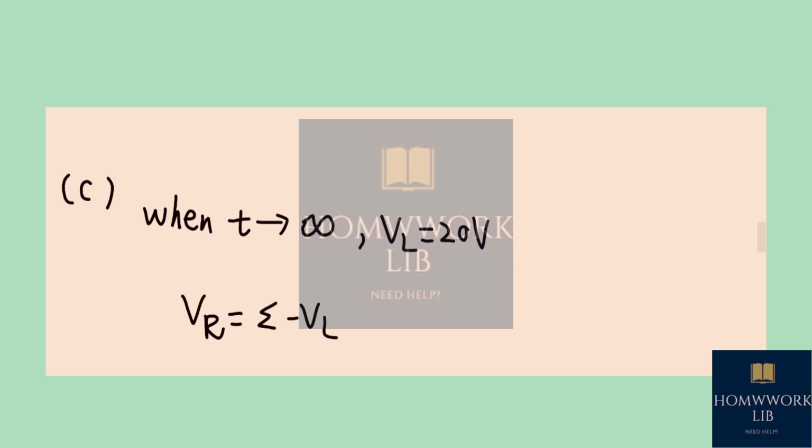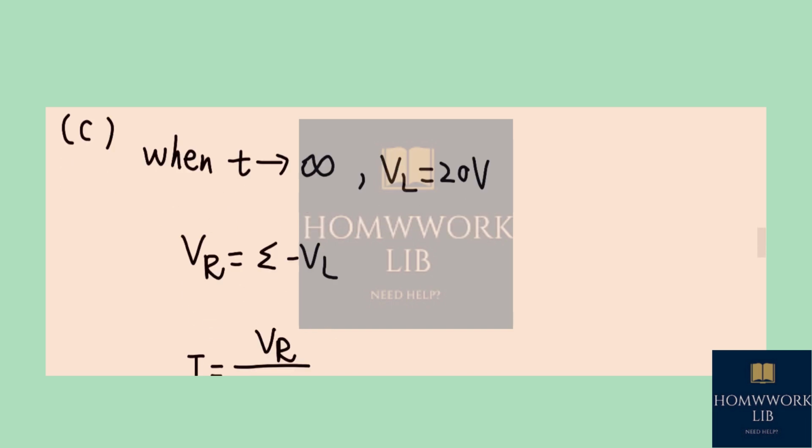Okay. For question C, we know when time becomes infinity, the potential across the inductor is 20 volts, which is VL equals 20 volts here. So therefore, the potential across the resistor should be equal to EMF minus VL, since it's a series circuit. Okay, and we know the potential across the source is 50 volts, and we know VL is 20 volts. So therefore, we have VR is equal to 30 volts.